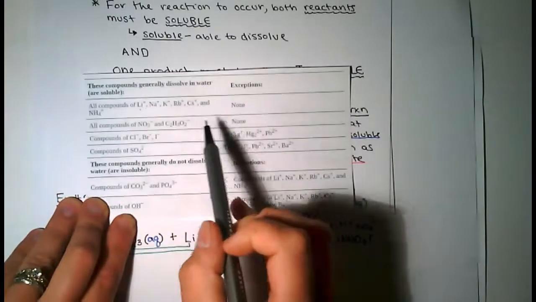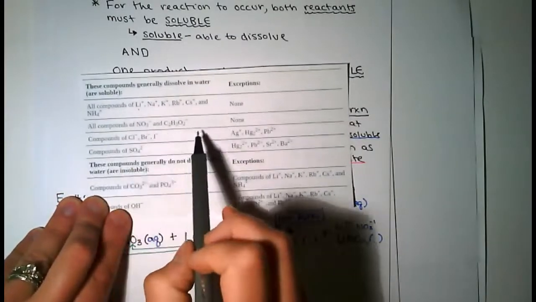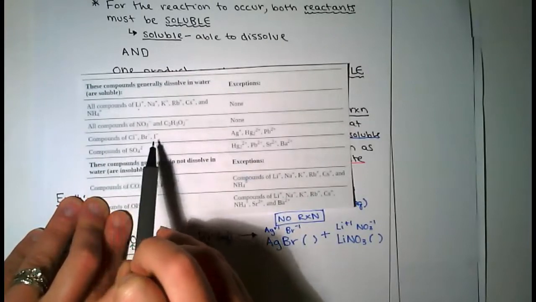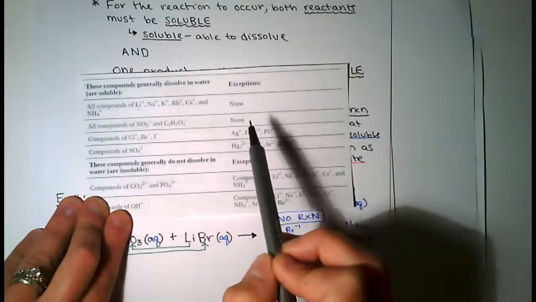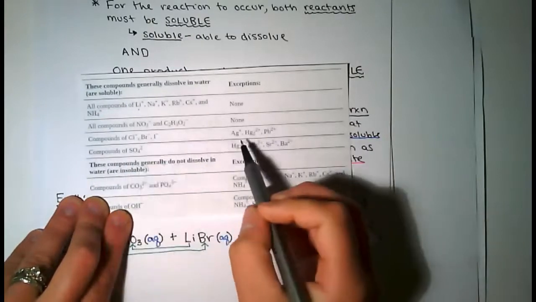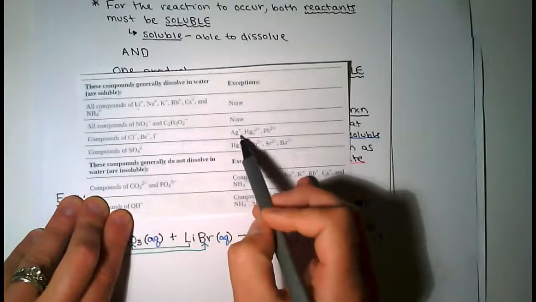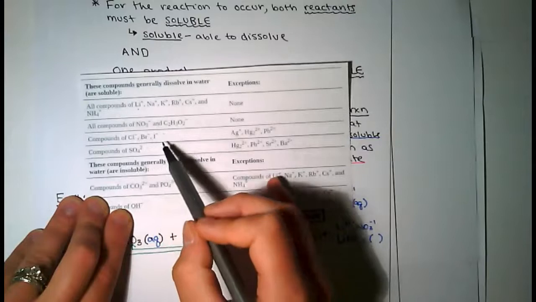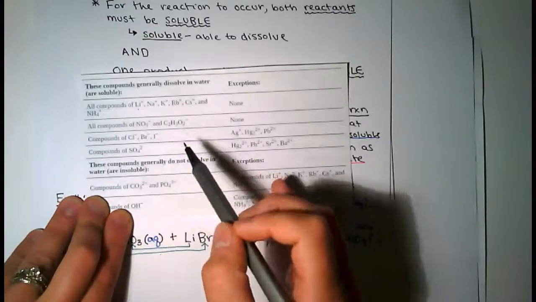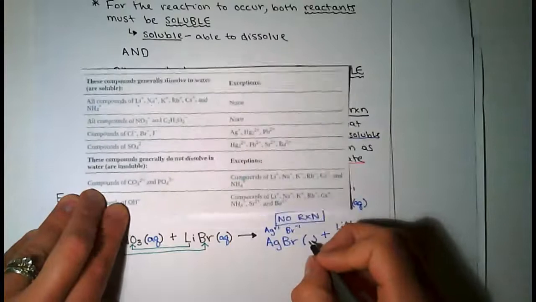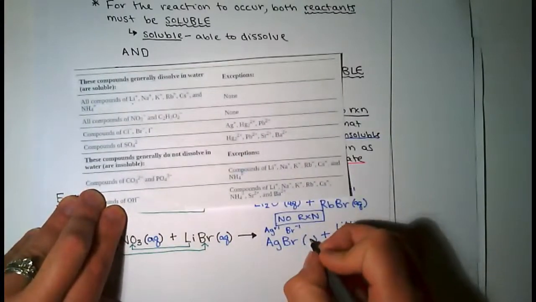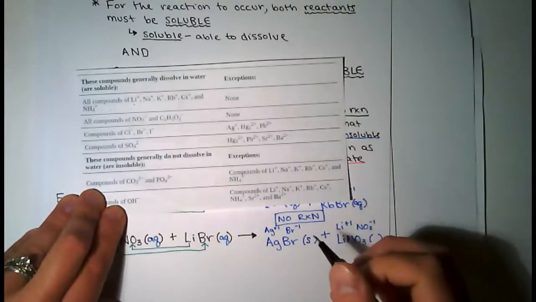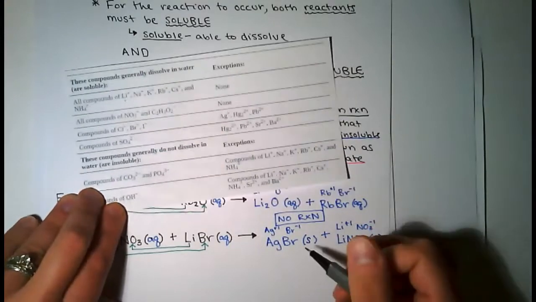So looking down our list of rules, I don't see anything in these first two, but the third one says compounds of chlorine, bromine, and iodine generally dissolve in water. But then there's exceptions to the rule, and an exception to the rule is silver. So silver bromide, although most compounds of bromine dissolve, silver bromide does not dissolve in water. So it is insoluble. So instead of putting aqueous, I'm going to put S to indicate that it's going to be a solid product. So this reaction will occur because we have one insoluble product.